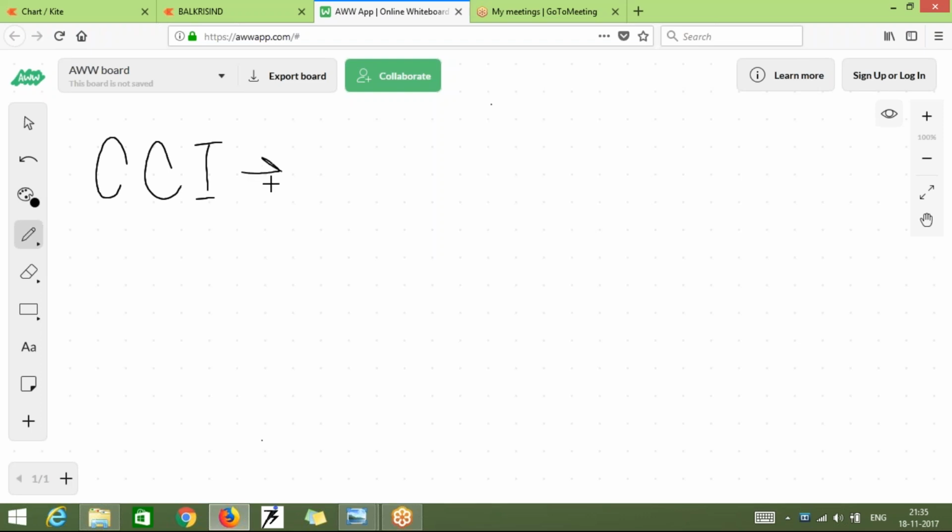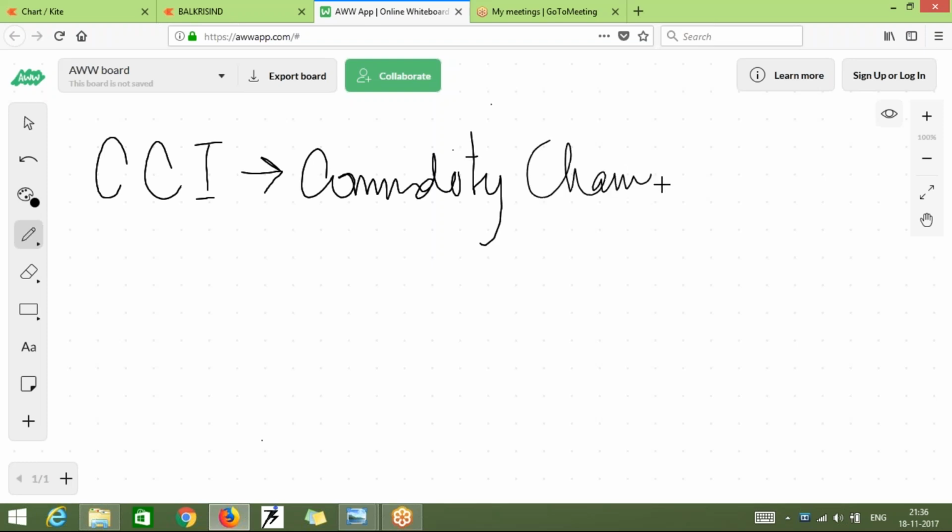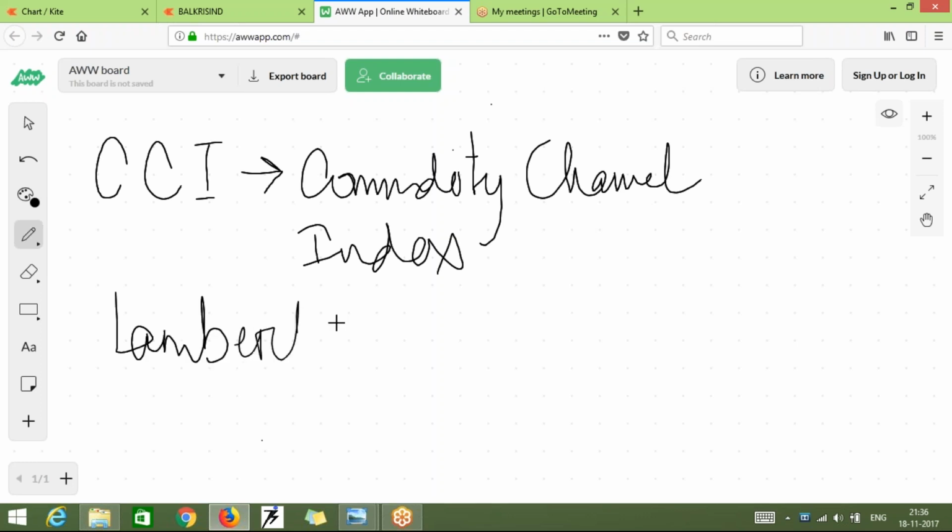CCI is an indicator. Everyone might know the full form. It's Commodity Channel Index. As per the name, it's not used in commodities only. It was developed by Lambert. It's again an oscillator.